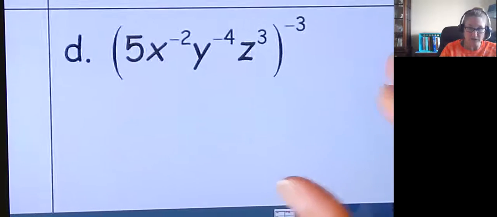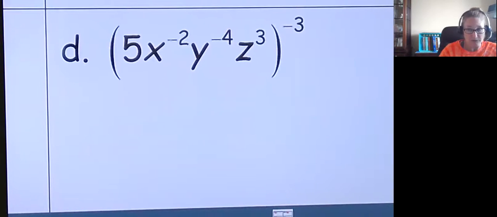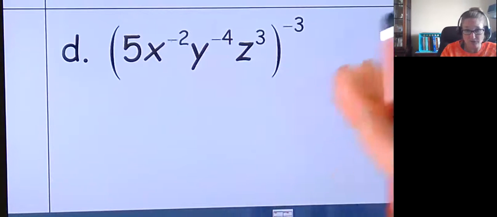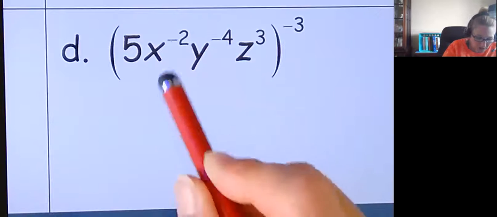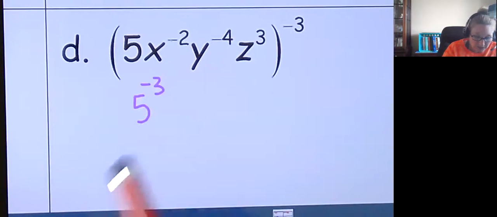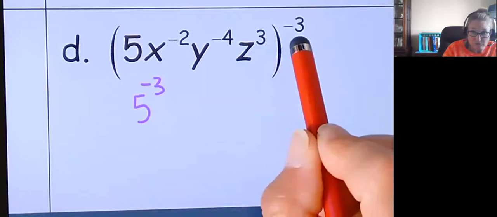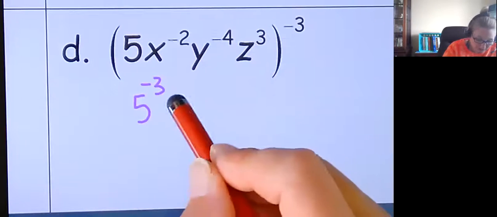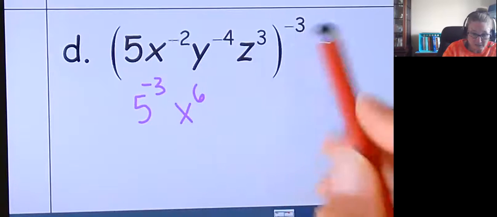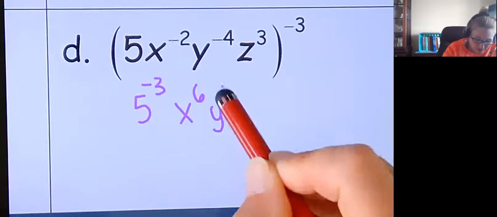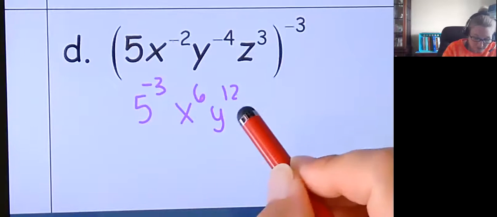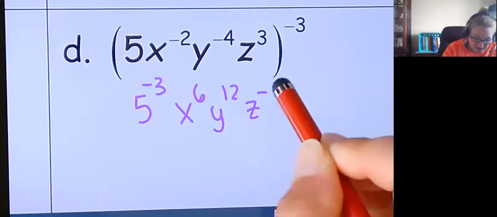On this one here, I don't like negative exponents, but in a problem like this, I'm going to try and do the math first, because sometimes after I do this math, I'm not going to have a negative exponent. Now, my 5 is going to be raised to the negative third. I'll deal with that here in a second. My x to the negative second, raised to the negative third, power to power, I multiply, and I actually get a positive 6. Y to the negative fourth, raised to negative 3, power to power, I multiply, I get y to the positive 12th. Z to the third, raised to the negative third, I get z to the negative 9th.